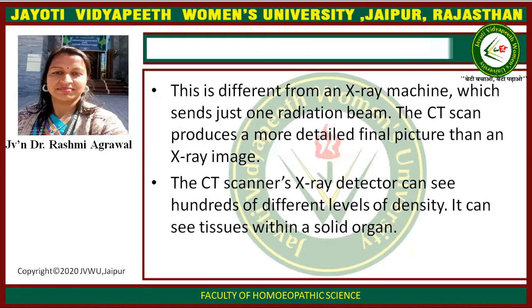This is different from an X-ray machine, which sends just one radiation beam. The CT scan produces a more detailed final picture than an X-ray image. It is more indicated than an X-ray machine and gives more clear images. CT scanner's X-ray detector can see hundreds of different levels of density. It can see tissues within a solid organ. Solid organs, or any tumors, any abnormalities in the body, are detected by the CT scan.